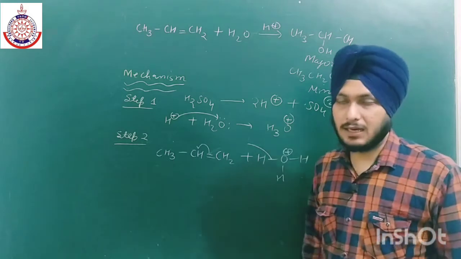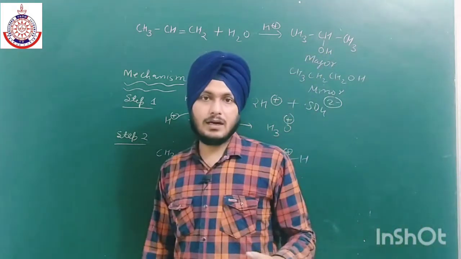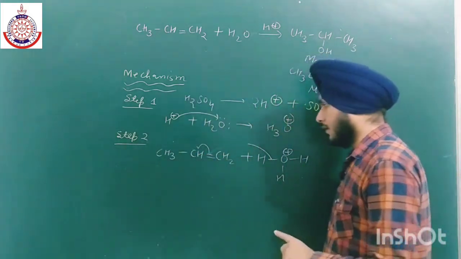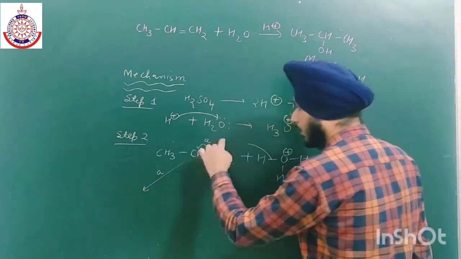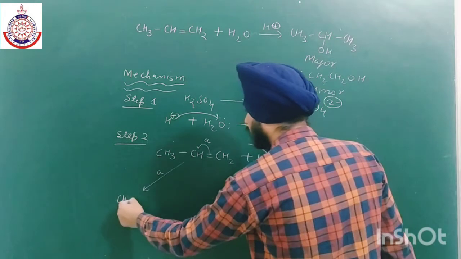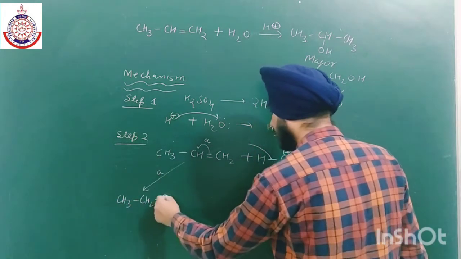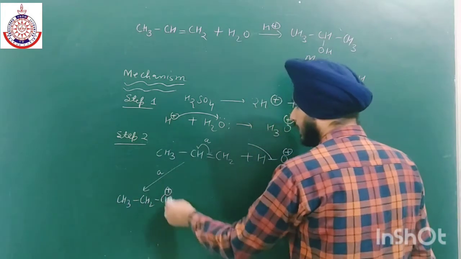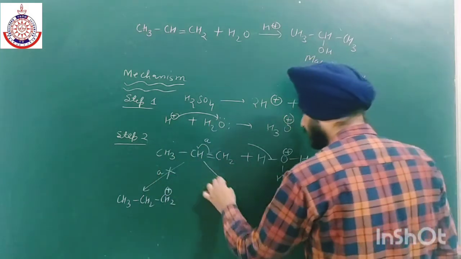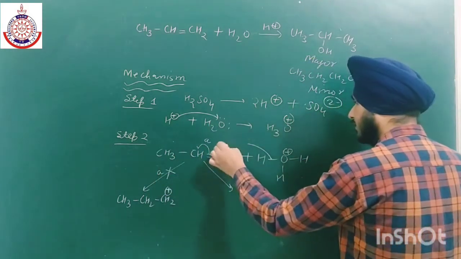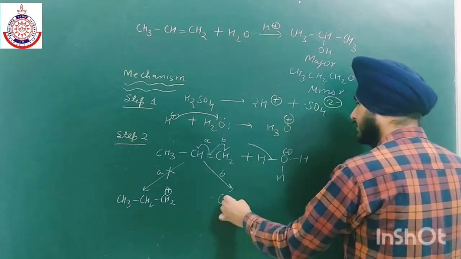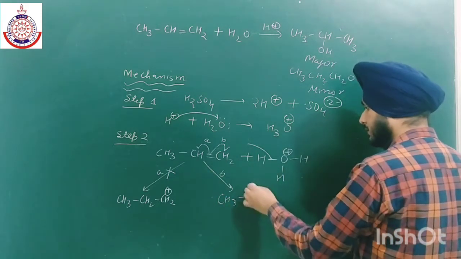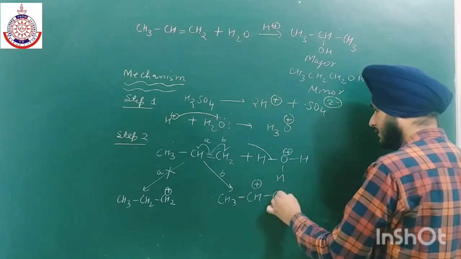Now this is a 1 degree carbocation, and we all know that 1 degree carbocations are less stable. So if we take it as route A, then a 1 degree carbocation will be generated, and this step will not take place. And if the bond shifts over here, this is route B. Then we get CH3 CH positive charge and CH3.